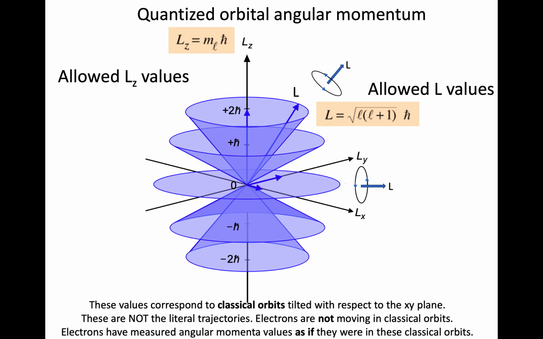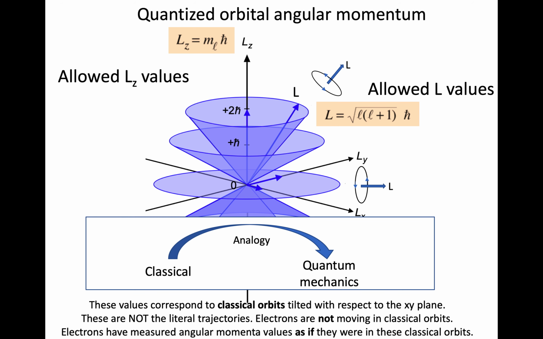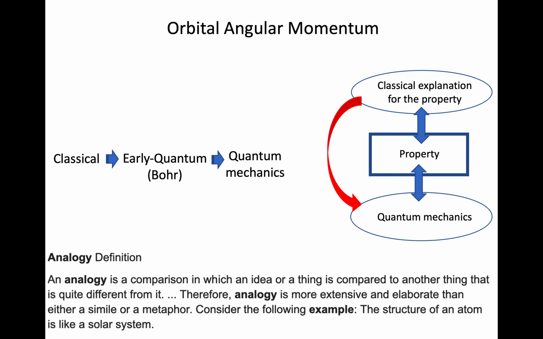But when we think about this quantum mechanically, we want to bear in mind these are not the literal trajectories. Electrons are not moving in these classical orbits. The electrons would have measured angular momentum values as if they were in these classical orbits. So it would match that particular property, but it doesn't have the same explanation. So we're drawing an analogy the best that we can between the classical description and the quantum mechanical one. We're calling that an analogy. It's a comparison in which the things that are being compared are quite different from each other.